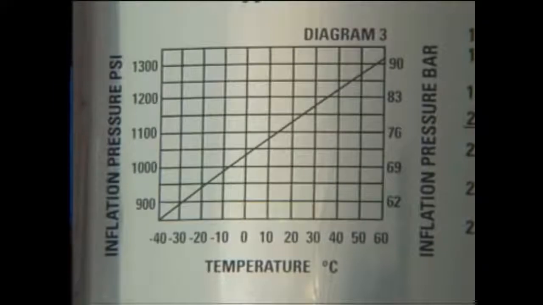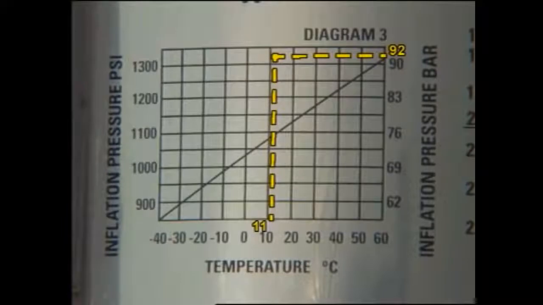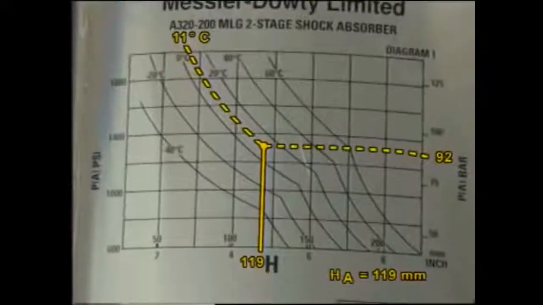Now, depending on if the pressure and the temperature of the top charging valve is either on or below, or above the graph line on diagram 3, there are two possibilities. In our case, as PA is above the graph line, we have to carry out the following steps. Using diagram 1, find the dimension HA for the pressure at the top charging valve and the measured temperature.